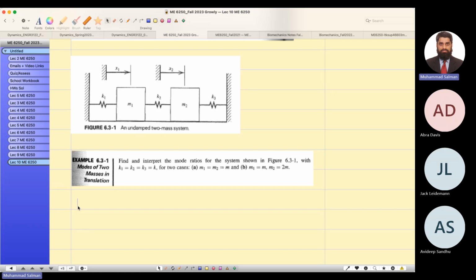Let us begin with the free body diagram and equation of motion. I'm going to take the mass M1. Have I started the video? The recording? Yes, recording is underway.